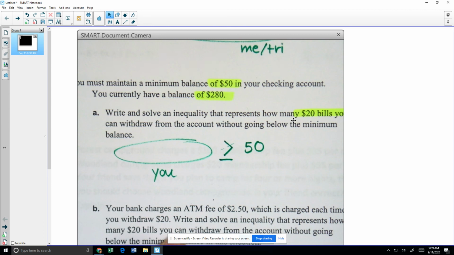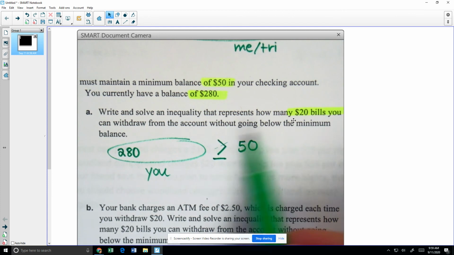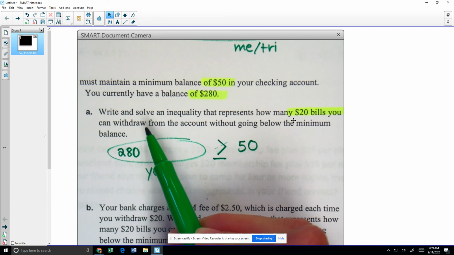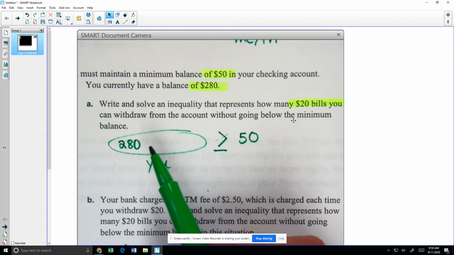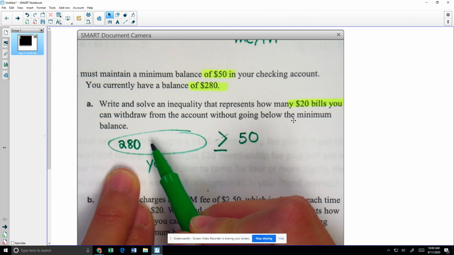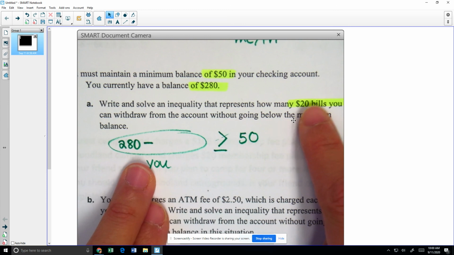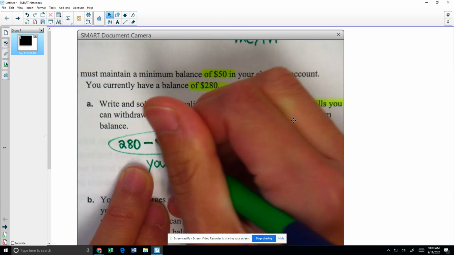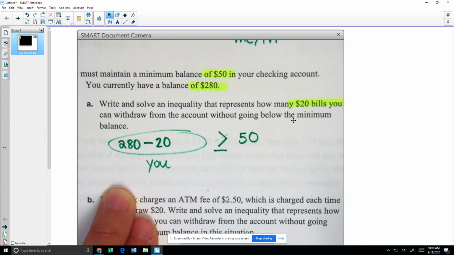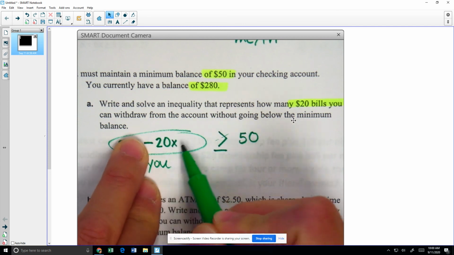Okay, so you currently have 280. So I'm going to put 280 in there. So how many $20 bills can you withdraw? Withdraw, does that mean put in money or take out money? Take out money. Okay, so if you have $280 and you want to take out money, what symbol is that? Add, subtract, multiply, or divide? Subtract. So you have $280. You're going to take out how many $20 bills? I don't know how many $20 bills, so I need to put an X somewhere. Do you guys know where to put this X? After the 20, right? How many $20 bills? I don't know. I'm going to subtract. I'm going to take out X $20 bills.